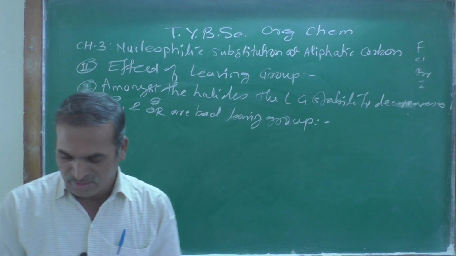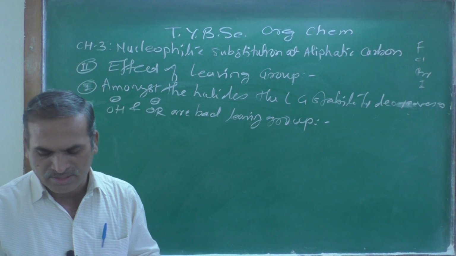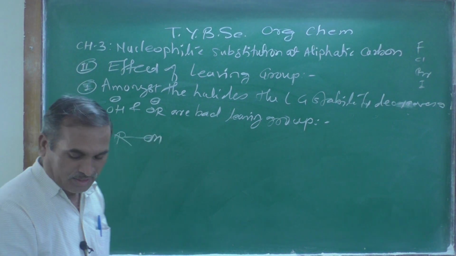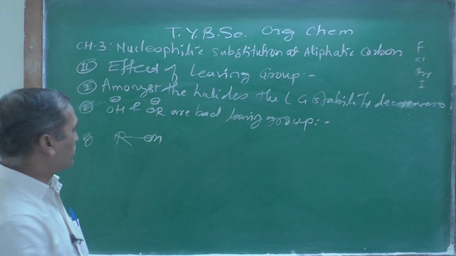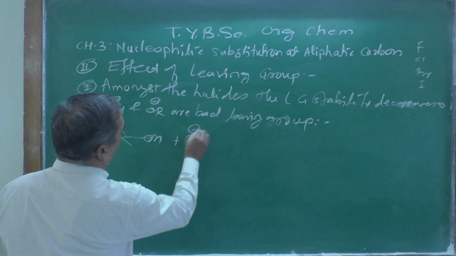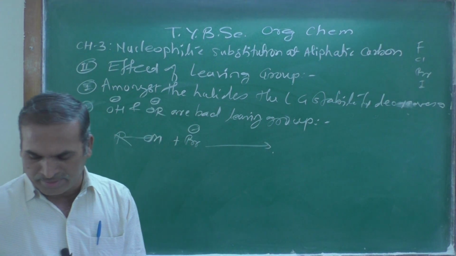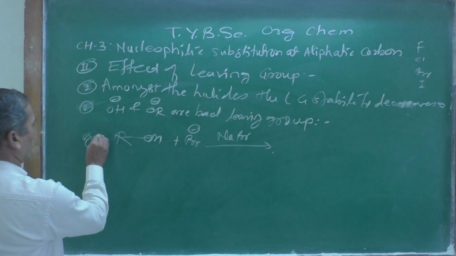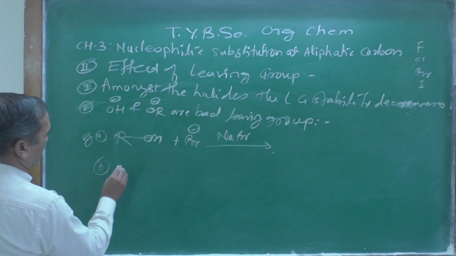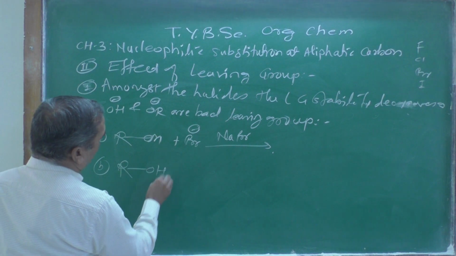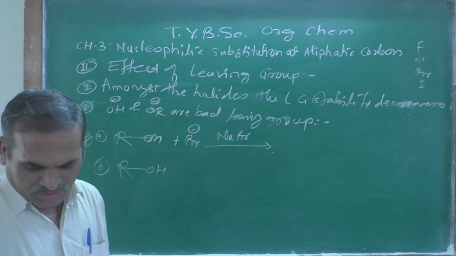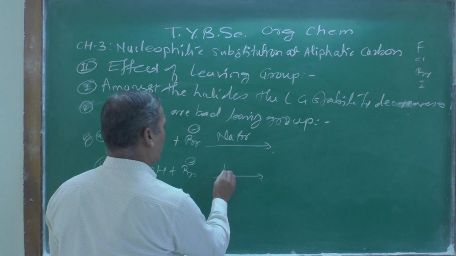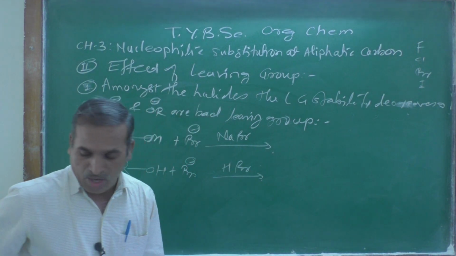That is why, let us see, for example, suppose we have ROH. This is one reaction that will be treated with Br minus, and we are adding sodium bromide, NaBr. In the second reaction, suppose ROH is treated with Br minus in presence of HBr. What is going to happen?